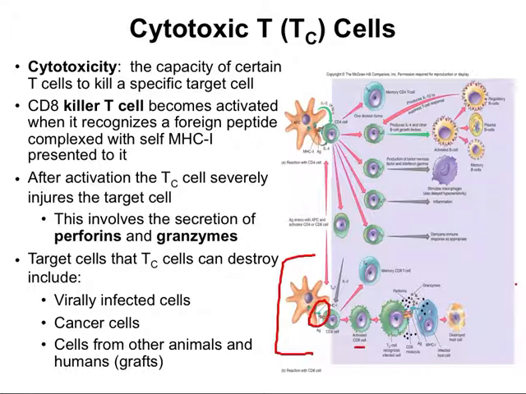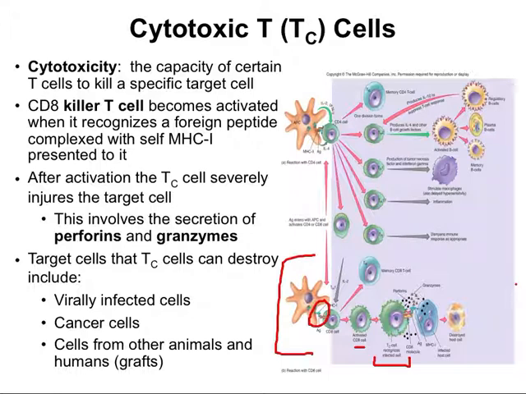When they are complexed with this MHC1 receptor protein, they have a direct attack on that target cell. They become activated and they go right to work. They're able to actively destroy these target cells through the secretion of perforins and granzymes. Perforins are proteins that punch holes in the membrane of the target cell. This causes the ions to leak out. And granzymes are enzymes that attack proteins inside the target cells.